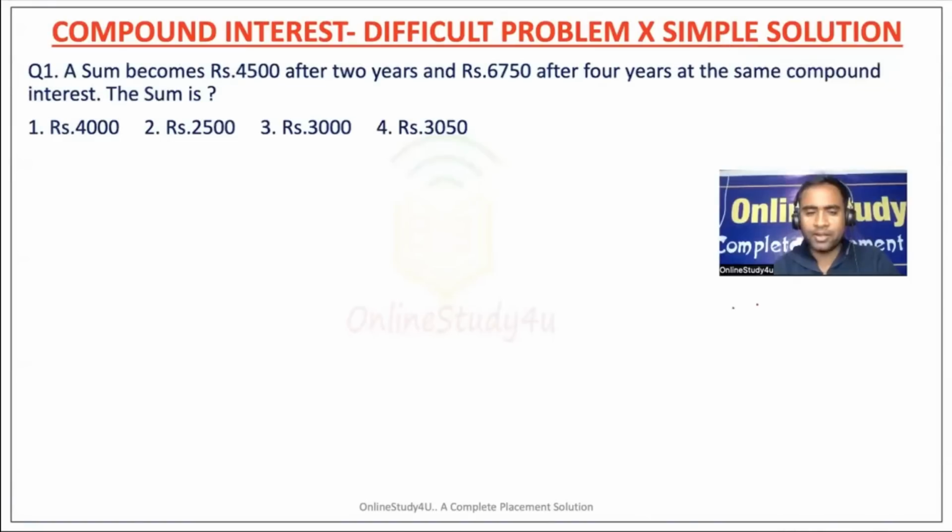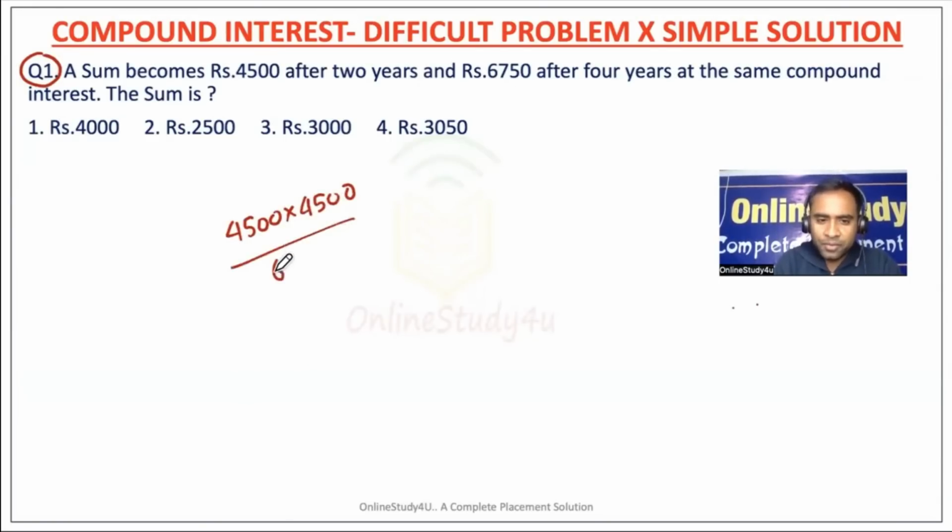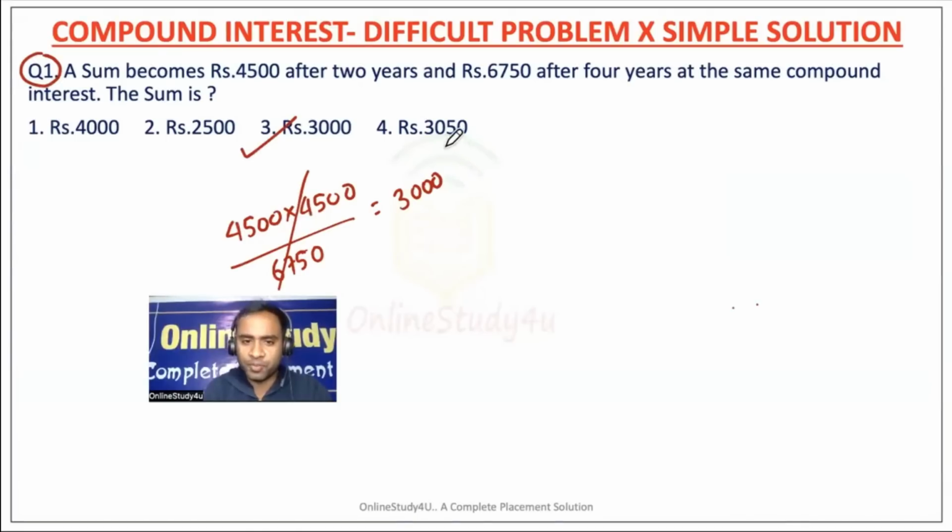Now question number 1. With the help of shortcut techniques, we can solve it in one line. If a sum becomes 4500 after 2 years, and 6750 after 4 years, multiply 4500 by 2 times, then divide it by 6750, and you will get 3000. Option C will be the correct answer. So this is a shortcut technique. I will tell you how you can find this shortcut, or what the logic behind it is.